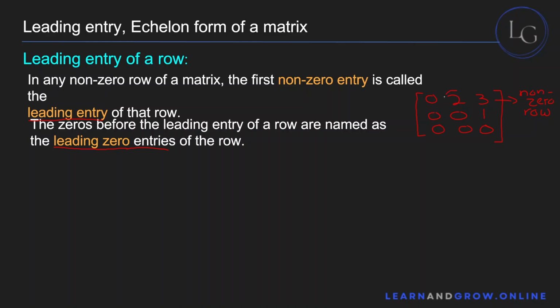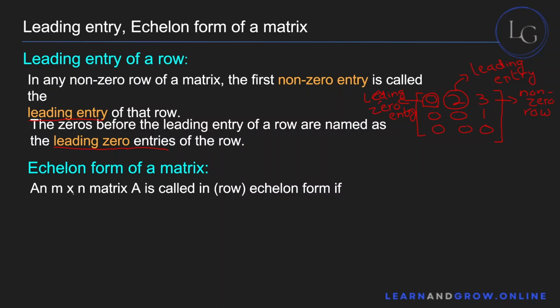Now, the first non-zero entry, which is this 2 here, is the leading entry. This is the leading entry. And the zeros before the leading entry of a row are named the leading zero entries of that row. So this zero here is the leading zero entry of this row. Now, in the second row here, this 1 is the leading entry and these two zeros are the leading zero entries. Now, what is the echelon form of a matrix?